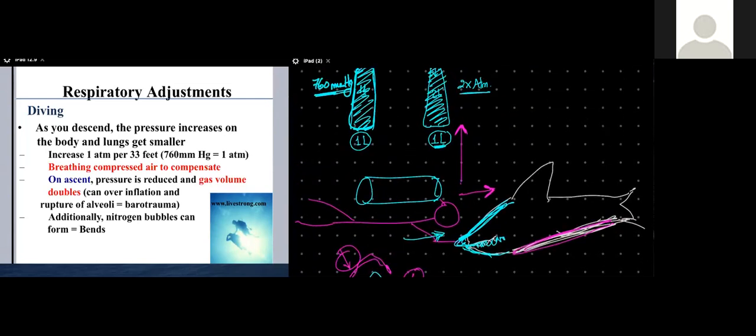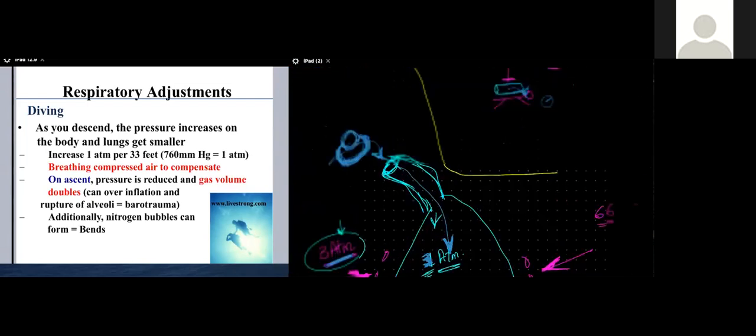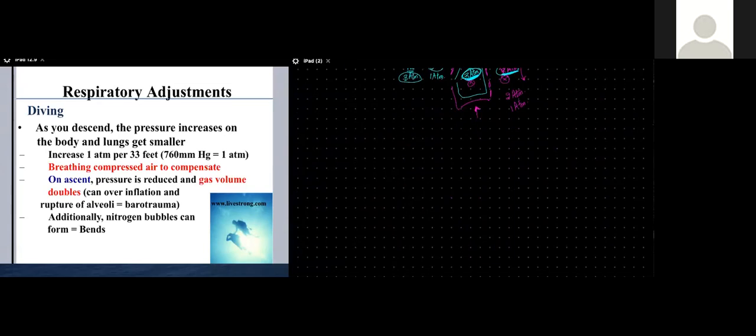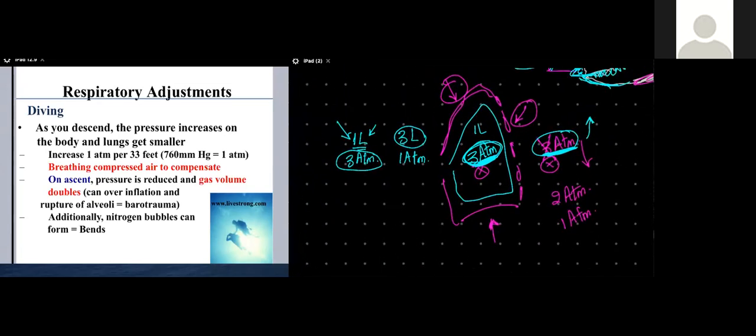I'm going up. So the amount of water above me is going to be reduced. So what happens to the surrounding pressure? So if here I was at 3 atmosphere, when I go up, this will drop to 2 atmosphere, let's say, or 1 atmosphere. In my lungs, I did have 1 liter at 3 atmosphere. When I drop this gas pressure, what's going to happen to the volume of the air? Increases.